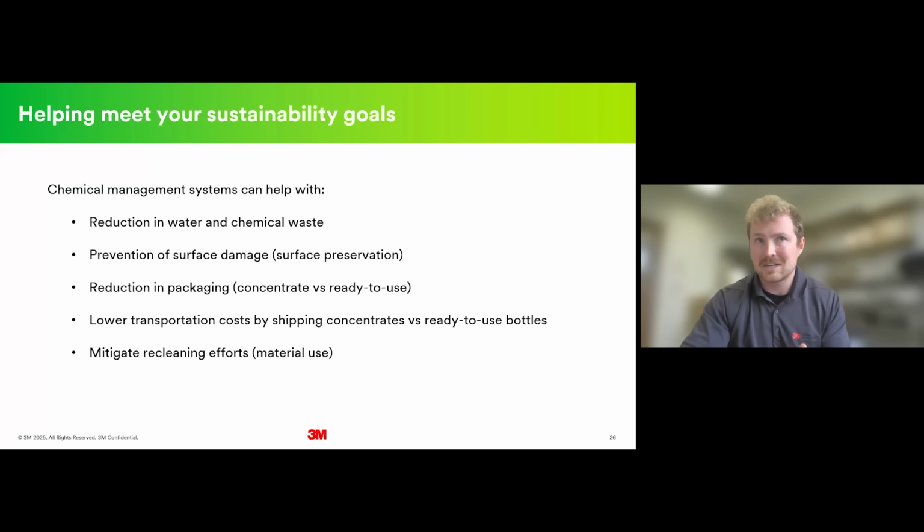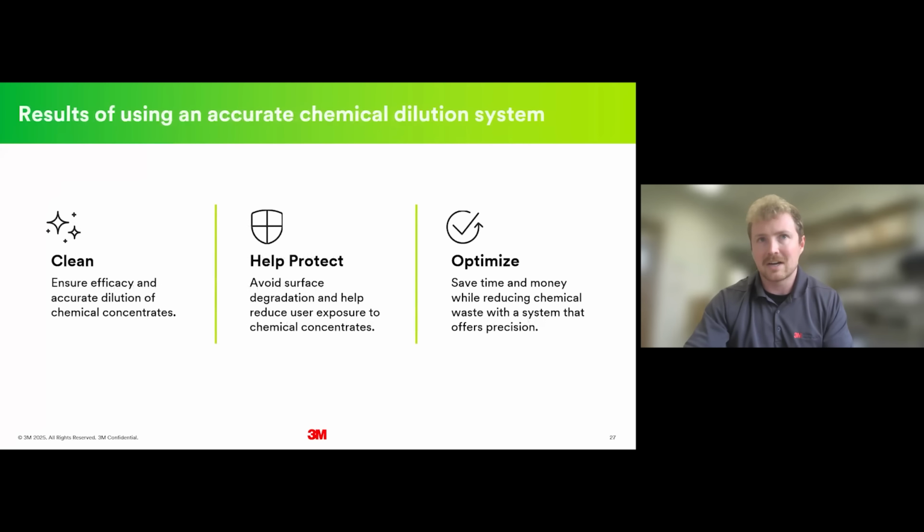So there's a reduction in chemical waste and water, prevention of surface damage, reduction in packaging maybe, and transportation costs being lower because we're using more concentrated products versus ready to use. It also mitigates that recleaning effort, because the chemical is coming in at the right dilution, not too heavy and not too under. Over and under dilution can be viewed as a sustainability pillar within a network or within a facility as well. So I encourage us to definitely understand and realize that.